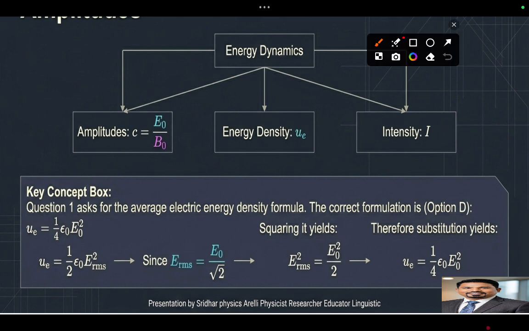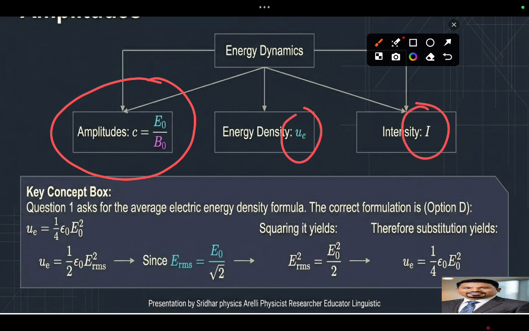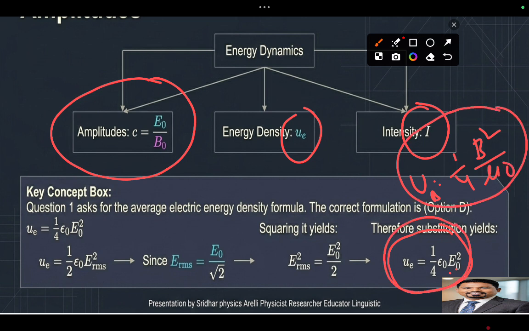So dynamics, that is about the energy dynamics. Amplitude will be shown by c equal to E naught by B naught. Energy density is U E, intensity shown by I. Question number 1 asks for the average electric energy density formula. The correct formula is: average energy density is 1 by 4 epsilon naught E square. For the magnetic field, it is 1 by 4 B square by mu naught.